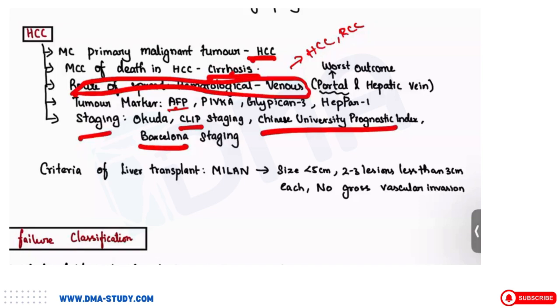And in liver transplantation, there is a criteria. The criteria for liver transplantation is Milan's criteria. Milan is in Italy, yes or no? So Milan's criteria, capital of Italy. Again, what is the criteria for liver transplantation? Milan's criteria.